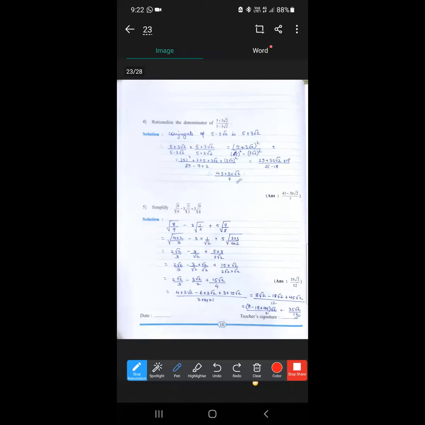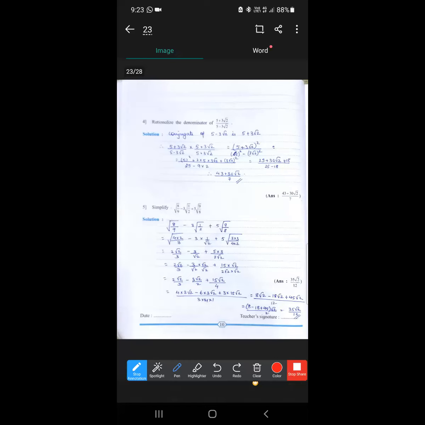So that was the fourth question, rationalize the denominator. Whenever the question comes of rationalization, you think of the conjugate of the denominator, only the denominator. Many a time students take the conjugate of the numerator, so the answer becomes wrong. Okay, next one, that is question number 5.